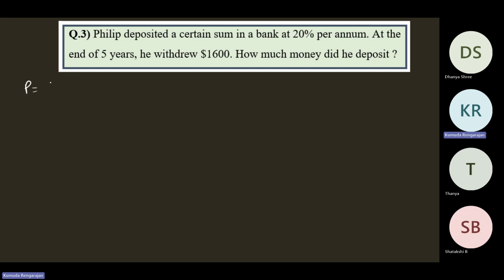So principal is not known. Rate is 20% and it is per annum, so it's good to substitute. And at the end of 5 years, so T is equal to 5 years. It's in years, so again, you can substitute 5 directly. He withdrew $1,600, so that's the amount. How much money did he deposit?